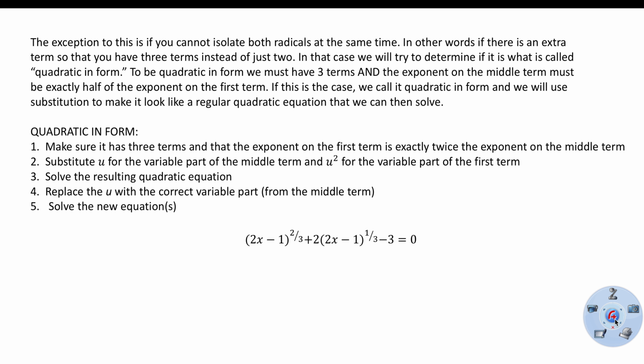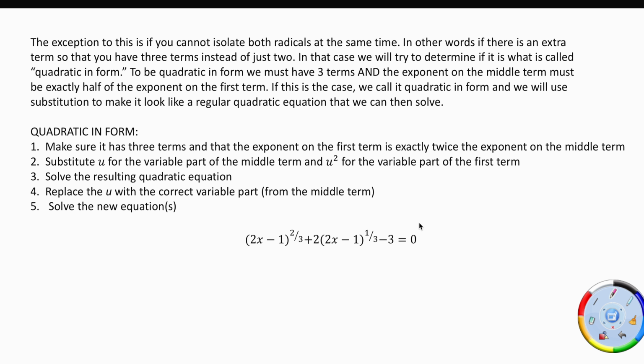The exception to those higher powered roots is if you cannot isolate both radicals at the same time. In other words, if there's an extra term. Notice on this, if I tried to move this middle term over, I'd have this minus 3. And remember, I can't go through and cube individual terms. I'd have to cube both sides, which would be a massive undertaking, right? I'd have all this distribution to do, etc., etc.